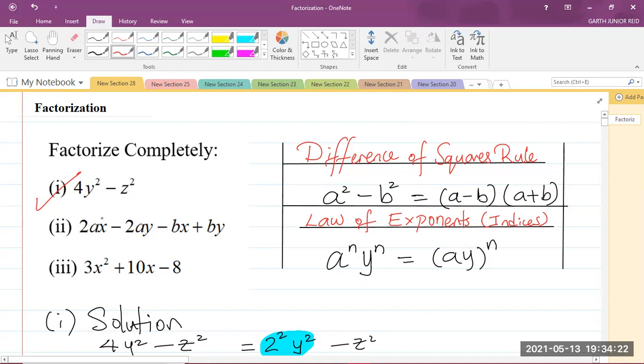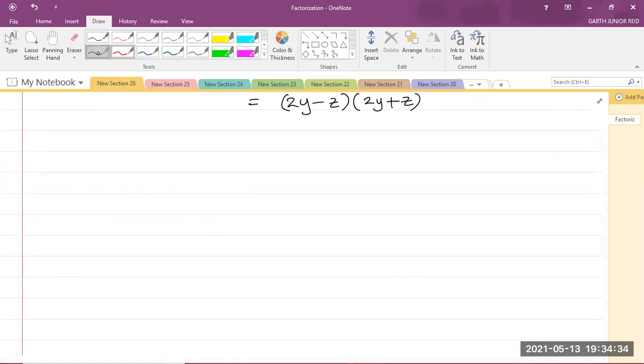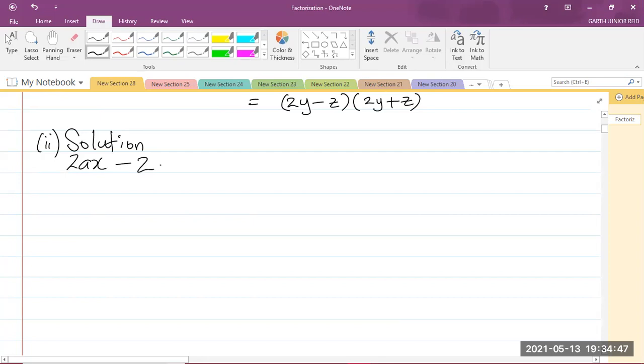All right, factorize completely. 2ax minus 2ay minus bx plus by. Just now look at that. So part 2, solution. Good. So they gave us 2ax minus 2ay minus bx plus by. Okay, and we want to factorize that.